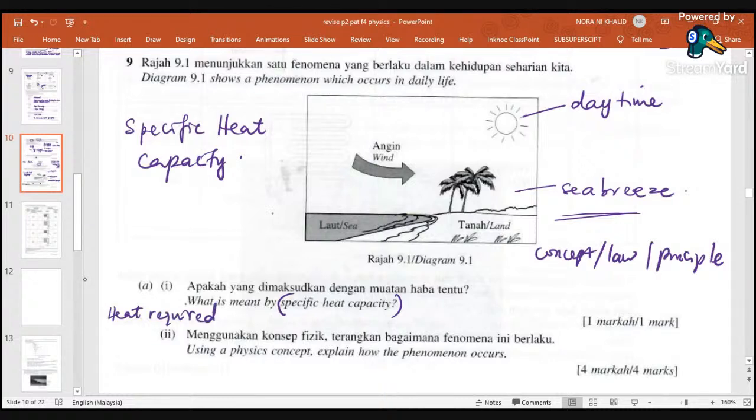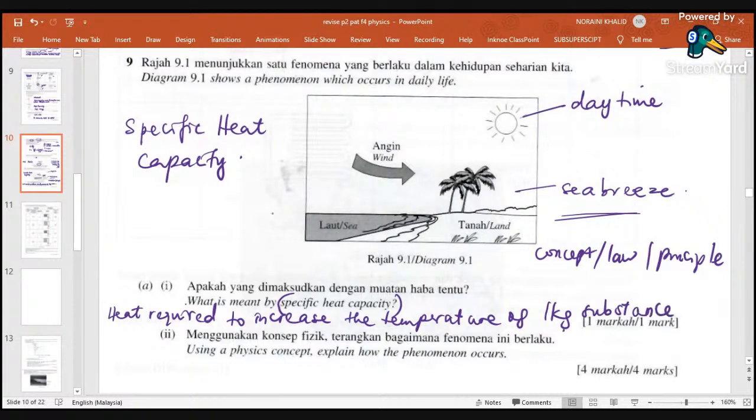Tenaga haba diperlukan to increase the temperature of 1 kg substance by 1 degree Celsius. So it's very important to have this one. 1 kg substance, 1 degree Celsius. So the definition for specific heat capacity must be accurate.